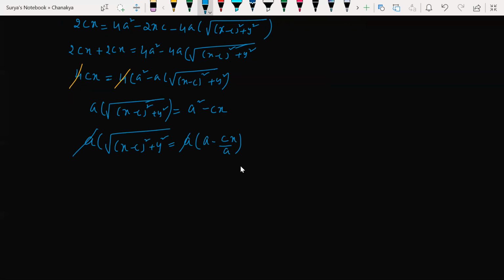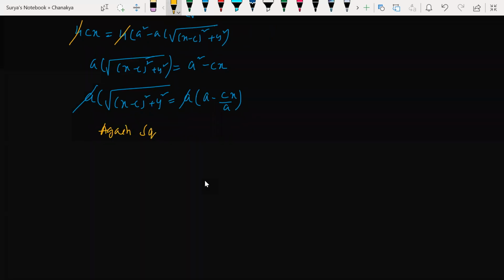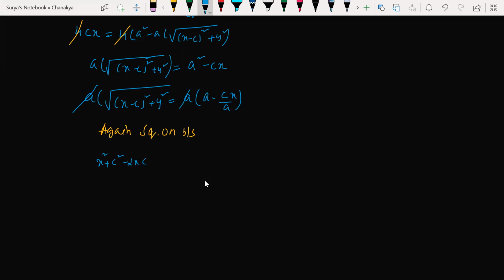Yes, sir. Now I have one more square root here. To get rid of that square root, what do I have to do? Again squaring on both sides. If I do squaring on both sides again, this will cancel, and what will I get after it cancels? I will get this. Look, this is what I left with.